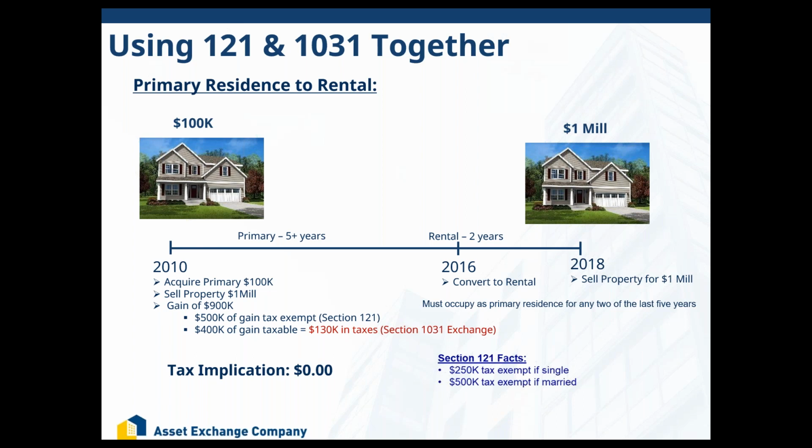So what we're going to do is when we sell it in 2018, we're going to claim the 121 on the first $500,000 of gain, and that portion is going to be tax exempt. Now that additional $400,000 worth of gain that we were paying taxes on in 2016, in 2018 we're going to claim a 1031 tax-deferred exchange on that portion of the gain, and we're going to defer those taxes. So when we sell the property in 2018, we pay no tax. Pretty neat way to do it, right?